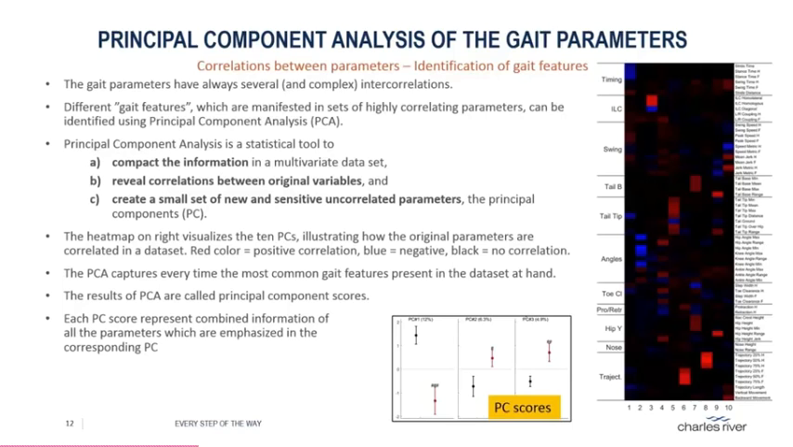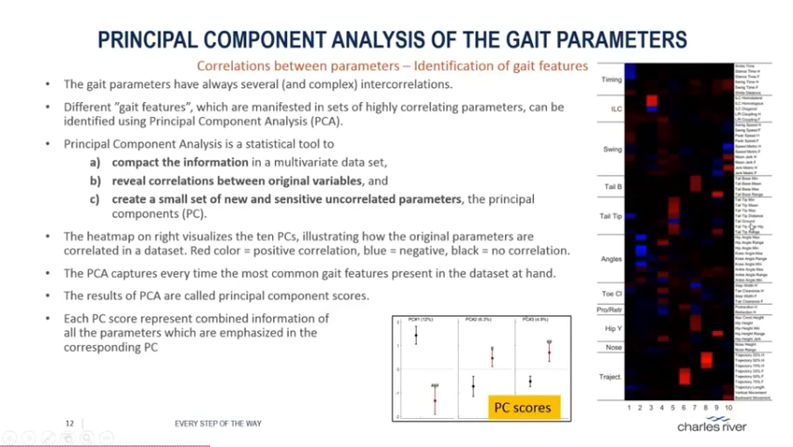So this is a powerful multivariate statistical tool to first compact the information, to identify correlation between original variables, and ultimately to create a small set of new and more sensitive uncorrelated parameters. Those are called principal components, or PCs. And here on the right hand side, you can see the heat map, which consists of 10 principal components, and the rows correspond to individual parameters.